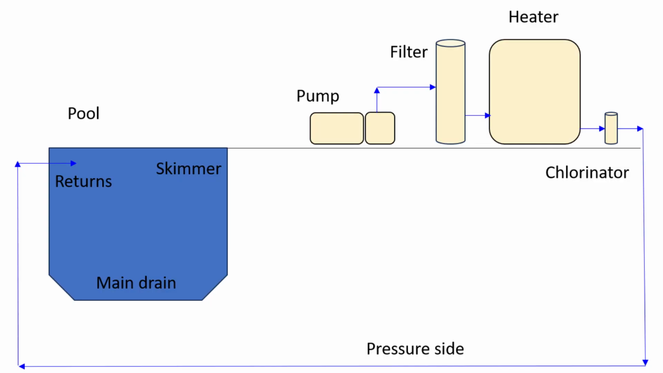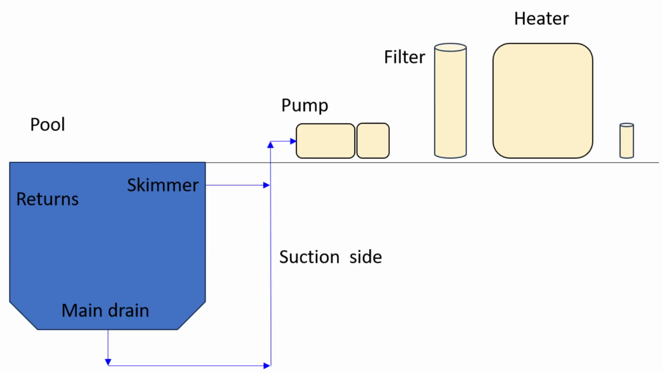The pressure side is going to be everything from the top of the pump through the equipment and back to the pool. The suction side is therefore everything from the skimmers and main drains back to the pump.